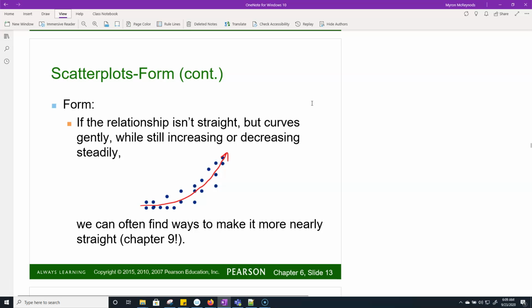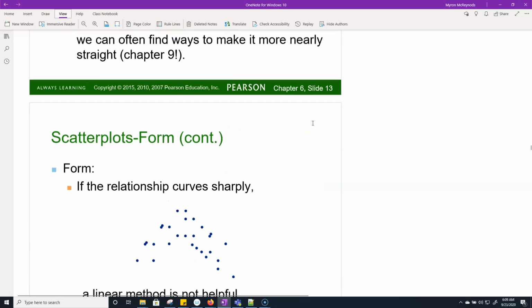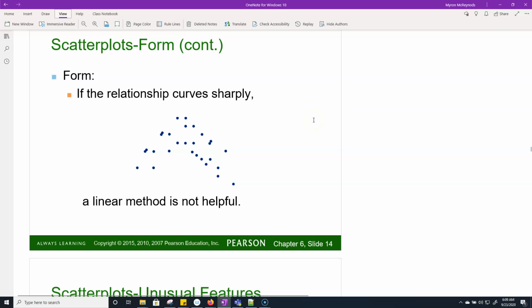It might go up exponentially or quadratic. If the relationship curves sharply like this, a linear method is not going to do anything for you. See, if it does like this and this, there's some sort of weird relationship going on that is definitely not linear.